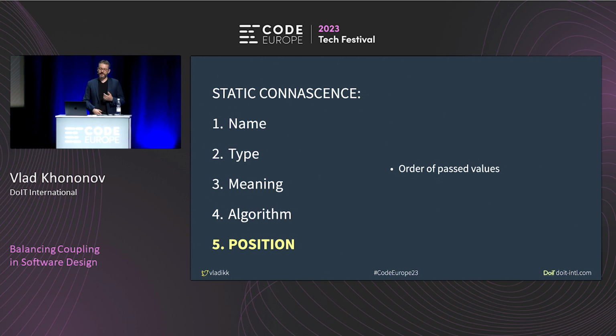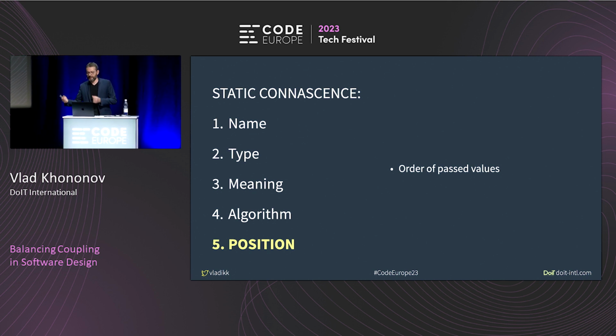Finally, the highest level of static connascence is connascence of position. This one means that instead of passing values by name, they're communicated as an array where the meaning of each value is defined by its position in that array. It sounds crazy, to be honest. Luckily, we're not doing it that often nowadays.